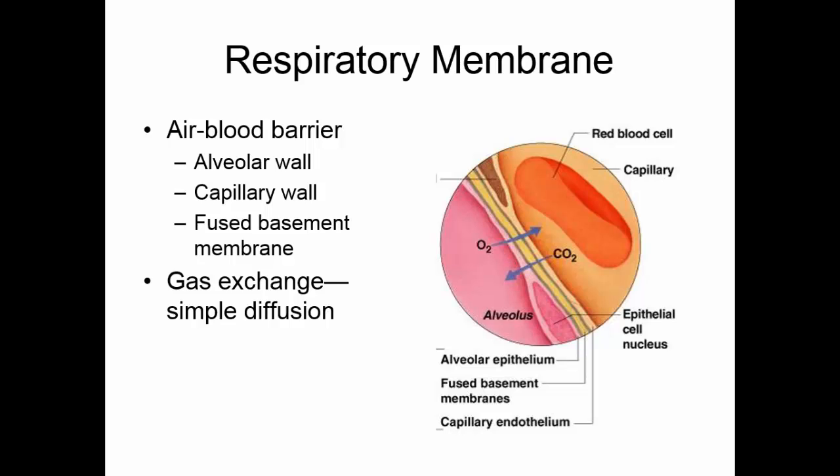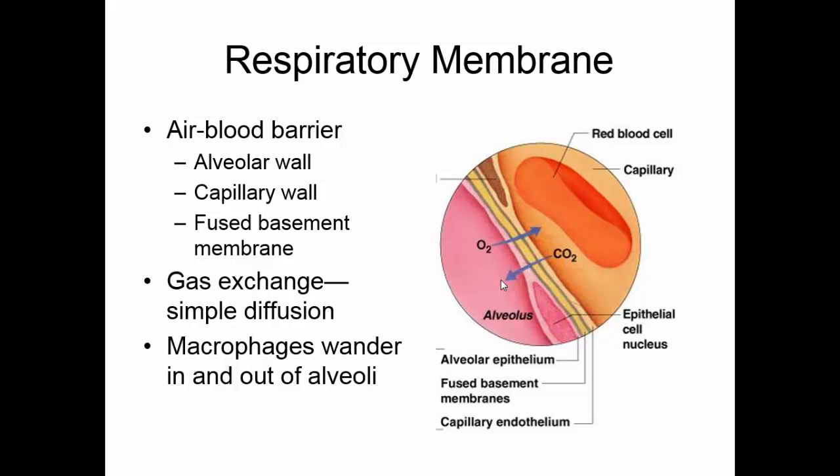Gas exchange is by simple diffusion. That is, molecules move from a higher area of the molecule to a lower area. So we're going to have more oxygen in the alveolus. It will diffuse into the blood. More carbon dioxide in the blood will diffuse into the alveolus. We also have macrophages that wander in and out of the alveoli, cleaning up any material that may get there that shouldn't be there. This is part of the immune defense of the respiratory system.